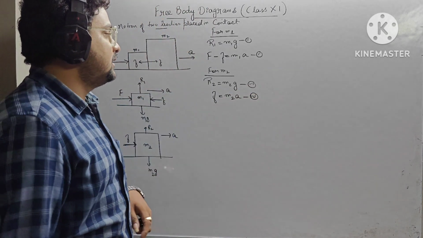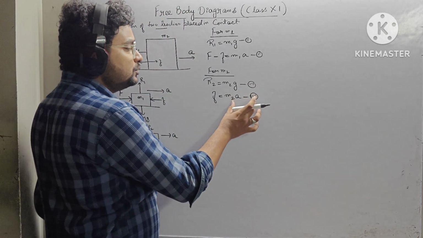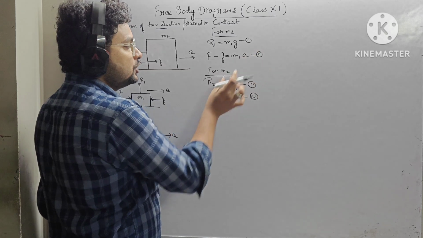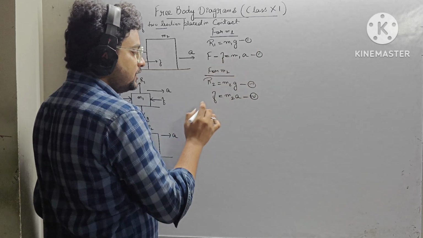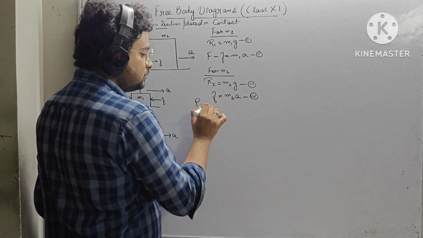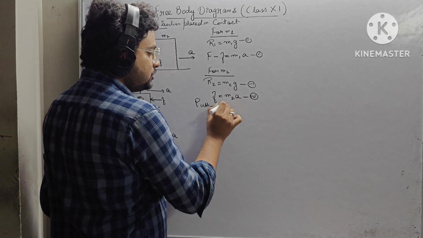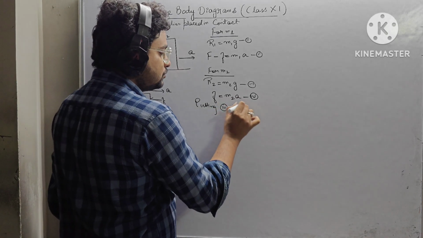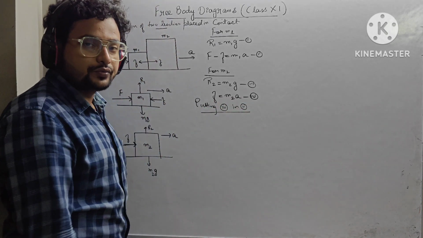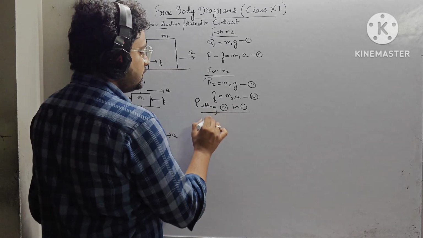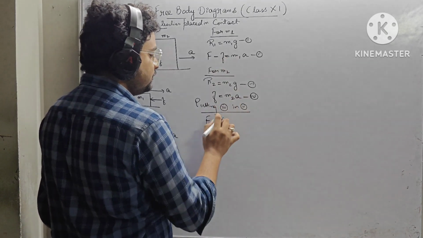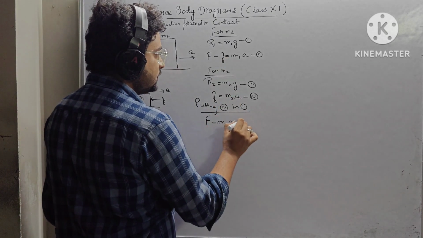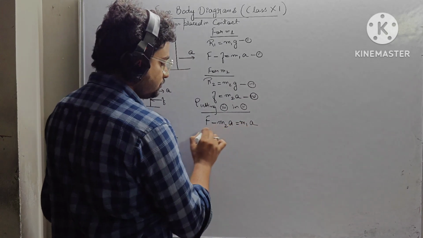Now remember our task was to find out the acceleration. So how to find out the acceleration? Use this equation 4 in equation 2. Put this value of f over here. Okay. So putting equation 4 in 2, I will get capital F minus small f, that is M2A, equals to M1A.